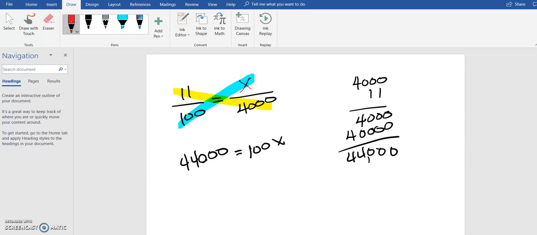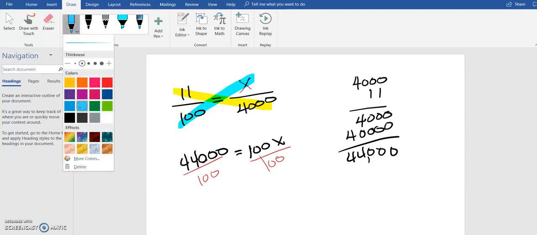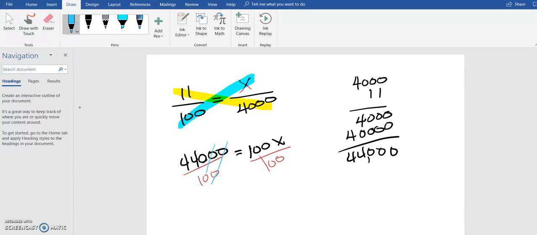There's 44,000. Now, we have to solve this proportion. We solve by dividing by this coefficient. My coefficient is 100. Divide by that 100. Now, the beauty of this is, anytime I divide by a power of 10, what I can do is make this 0 cancel this 0, this 0 cancel this 0, and I get 440 divided by 1. Well, 440 divided by 1 is simply 440, right? So this is simply x is equal to 440.